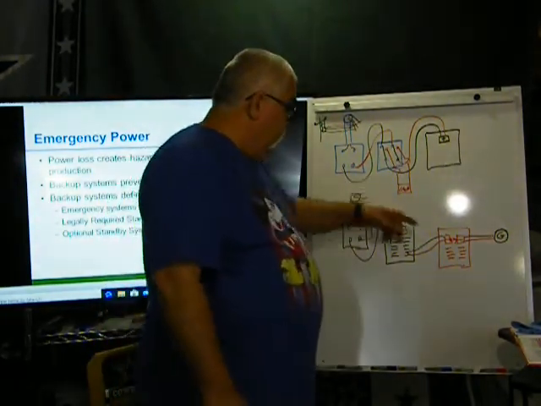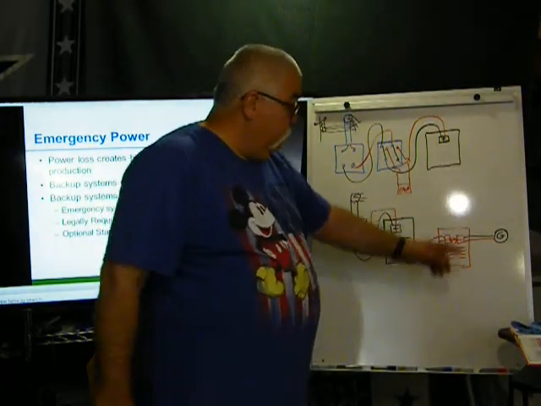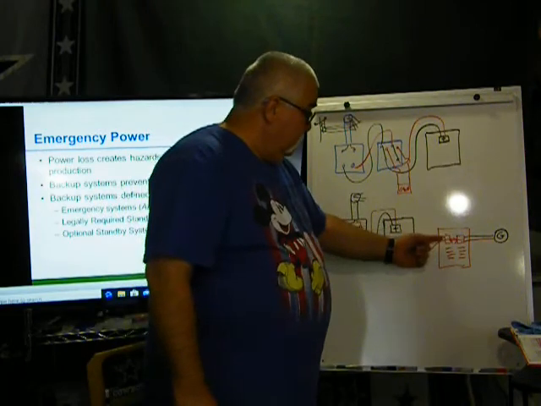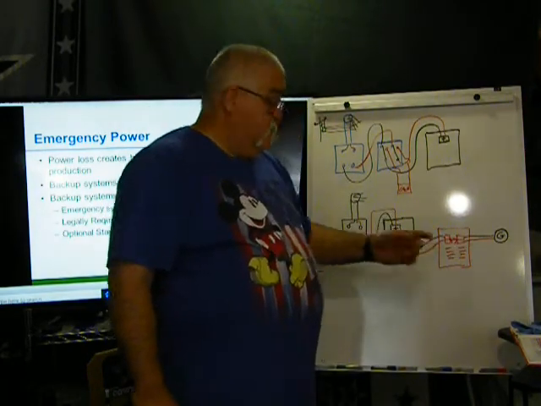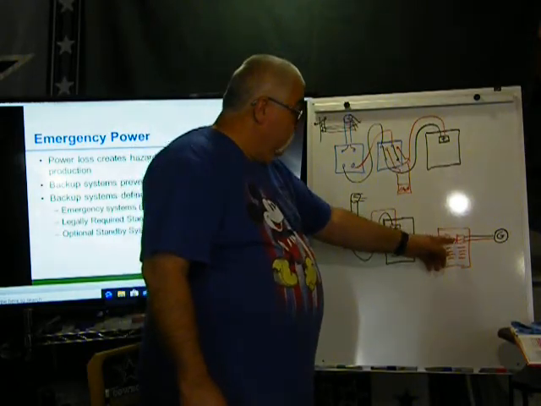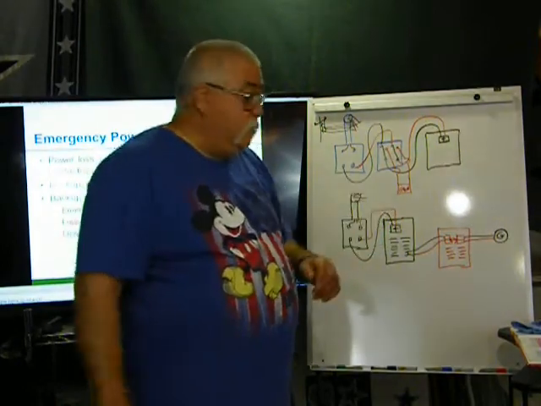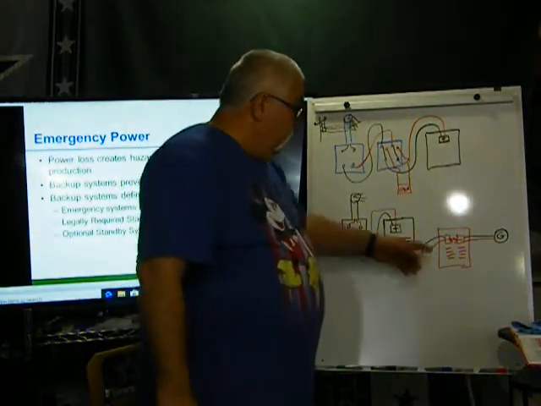So my generator's tied over here. Power goes out, I go turn my generator on. As I turn this breaker on, from turning this one off, it turns this one on. So there's a little bar in the middle, so both of them you can't turn on. Only one can be on at a given time.